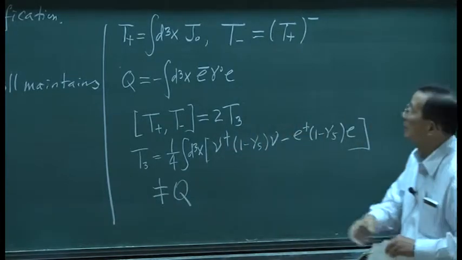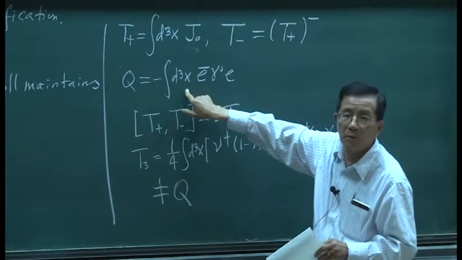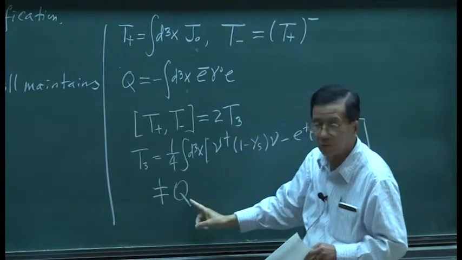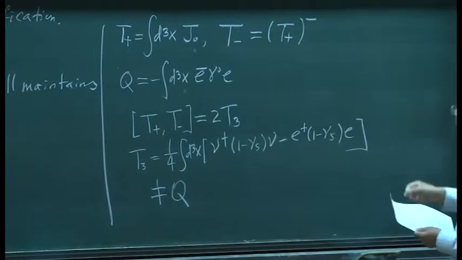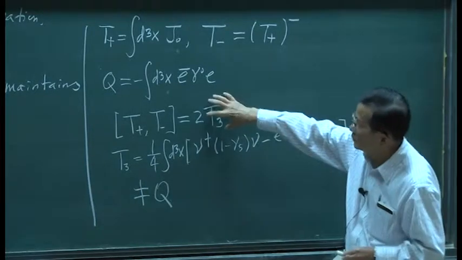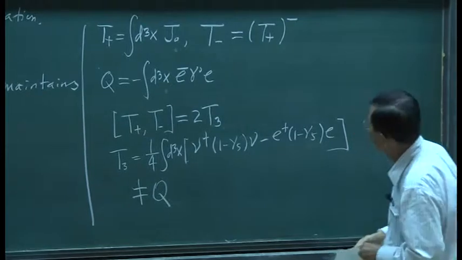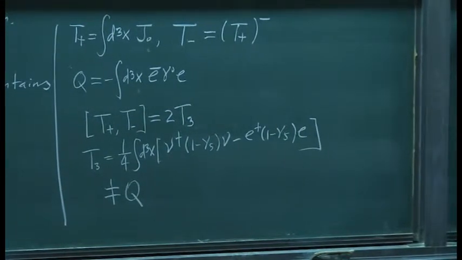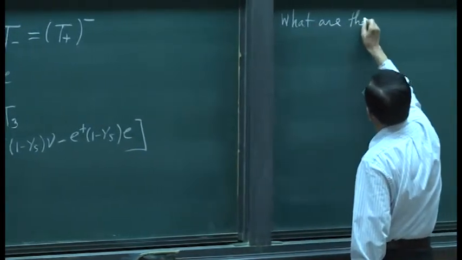In other words, these two plus that one don't form a group, because this is not equal to Q, so we need something else. If we want to form a group, then this must be in the generators. So what are the options?